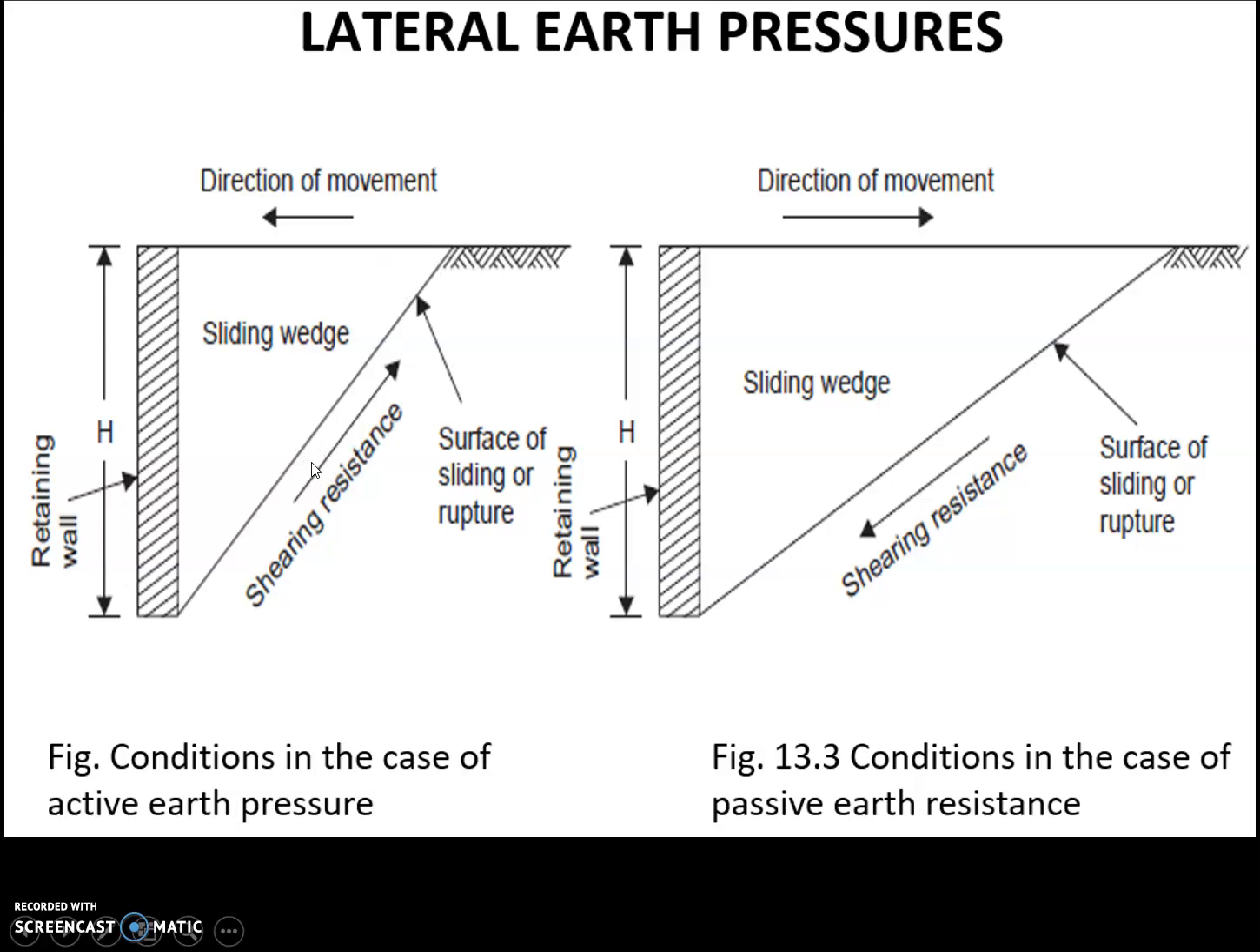and this type of condition is known as active earth pressure. And in the second condition, we can see that the wall tries to push the soil and there will be resistance offered by the soil in the opposite direction, and this inclined line represents the surface of sliding or rupture, and the wedge is called the sliding wedge.